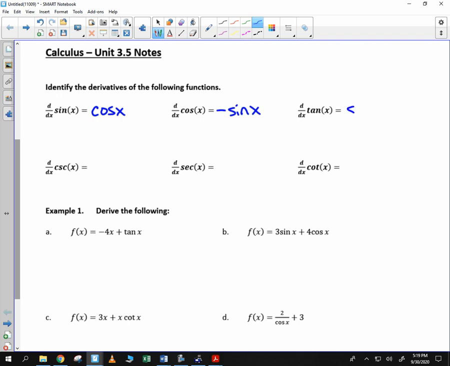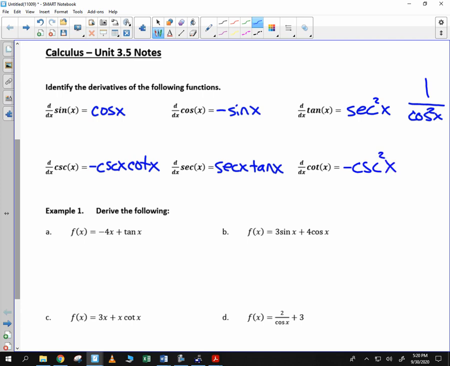The derivative of tangent is actually secant squared of x. Remember, secant is 1 over cosine, so 1 over cosine squared of x. That's just how we write it. The derivative of secant of x is secant of x times tangent of x. The derivative of cosecant is negative cosecant of x times cotangent of x. And the derivative of cotangent is negative cosecant squared of x.